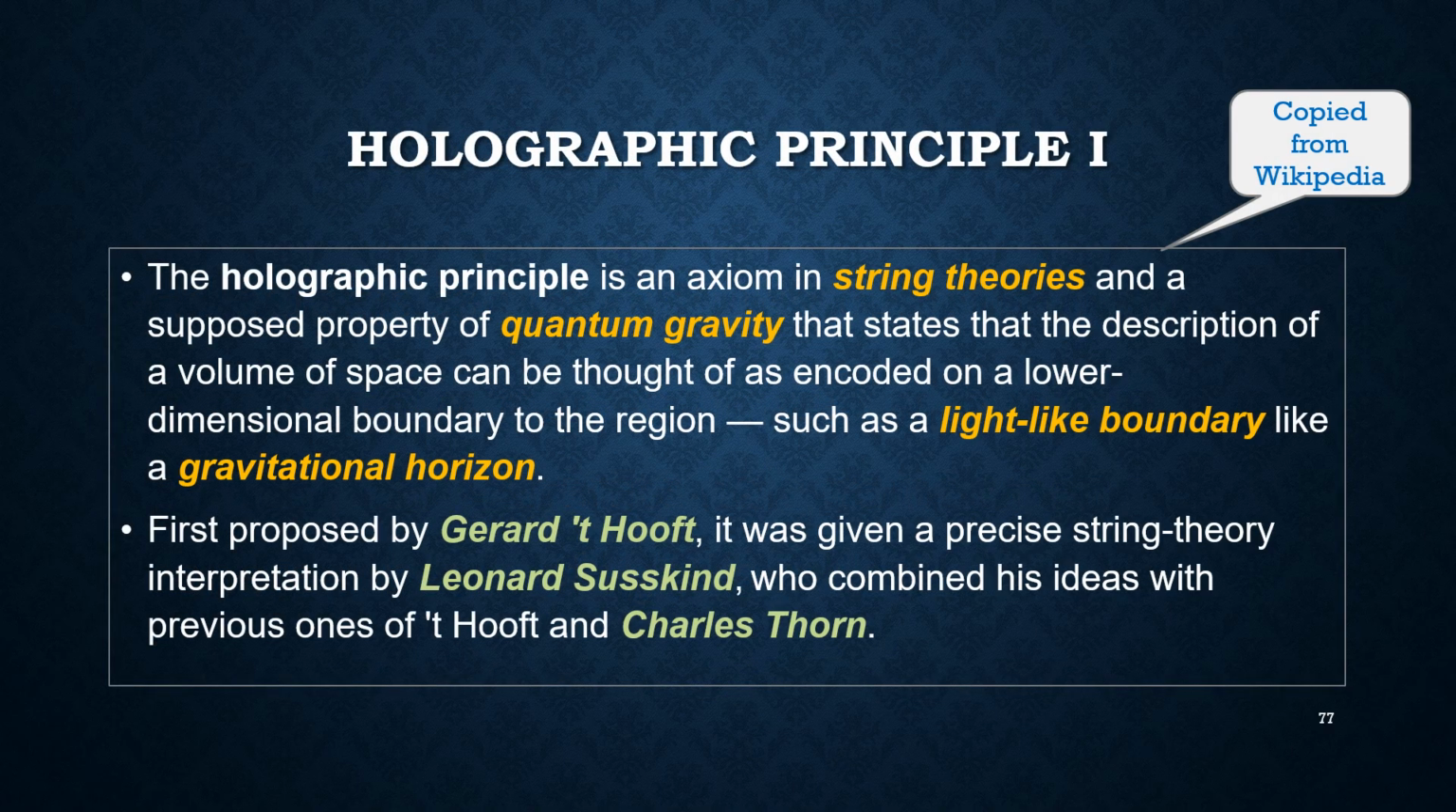The holographic principle is an axiom in string theories and a supposed property of quantum gravity that states that the description of a volume of space can be thought of as encoded on a lower dimensional boundary to the region, such as a light-like boundary like a gravitational horizon. First proposed by Gerard 't Hooft, it was given a precise string theory interpretation by Leonard Susskind, who combined his ideas with previous ones of 't Hooft and Charles Thorne. This and the next slides are copied from Wikipedia.